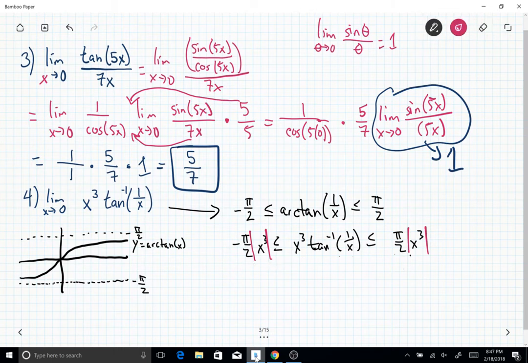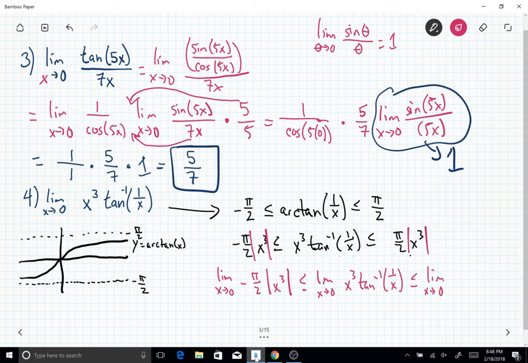Now why are we doing this? Well, the big picture of what happens is we can now take the limit as x approaches 0 of each term. So we have limit as x approaches 0 of negative pi over 2 times the absolute value of x cubed. That's less than or equal to the limit as x approaches 0 of x cubed arctangent of 1 over x. And that's less than or equal to limit as x approaches 0 of pi over 2 times the absolute value of x cubed.